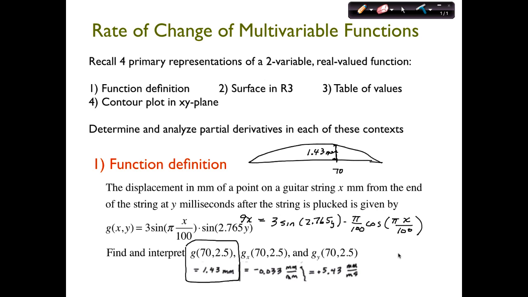Why is it 3 sine 2.765 y out front? Because all of this is held constant, because there's nothing to do with x in those. So that's all like a constant times our function. Constants times a function, when you take the derivative, just stay. They just come along for the ride. And then the remaining part that's a function of x, we apply the derivative rules. In this case, it would be cosine and chain rule. Does that answer it?